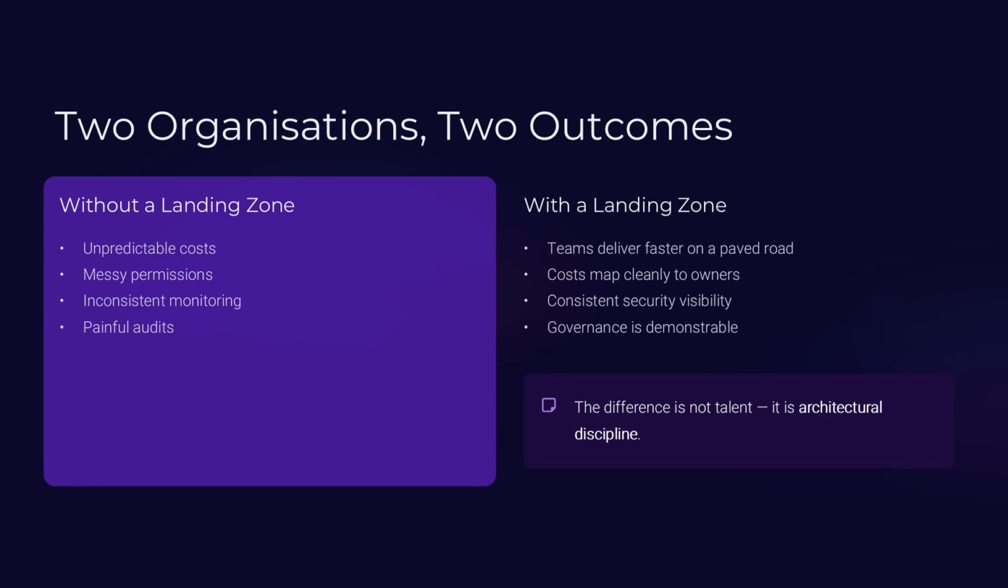Over time, teams deliver faster because they follow a paved road. Security operations has consistent visibility. Costs map cleanly to business owners, and leadership confidence increases because governance is demonstrable. The difference is not talent, the difference is architectural discipline.